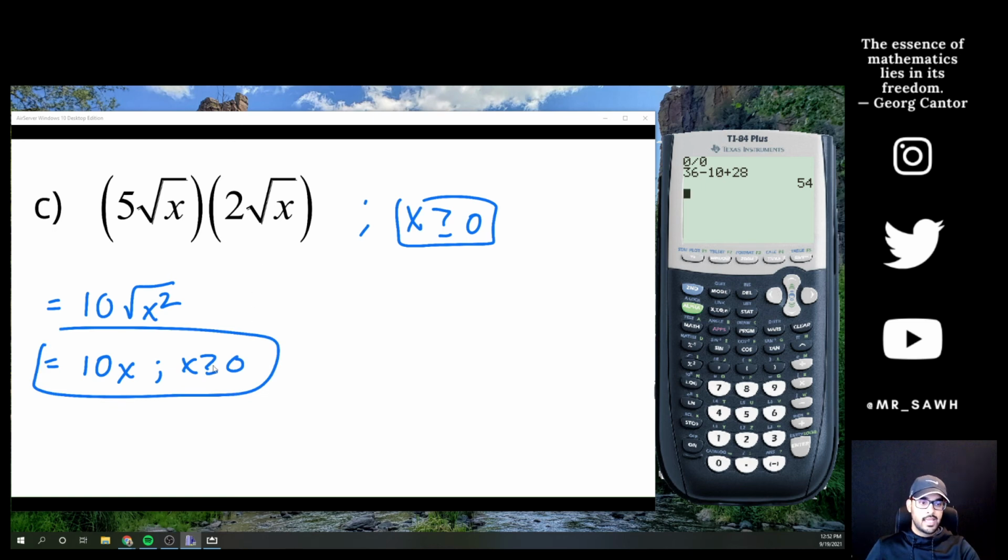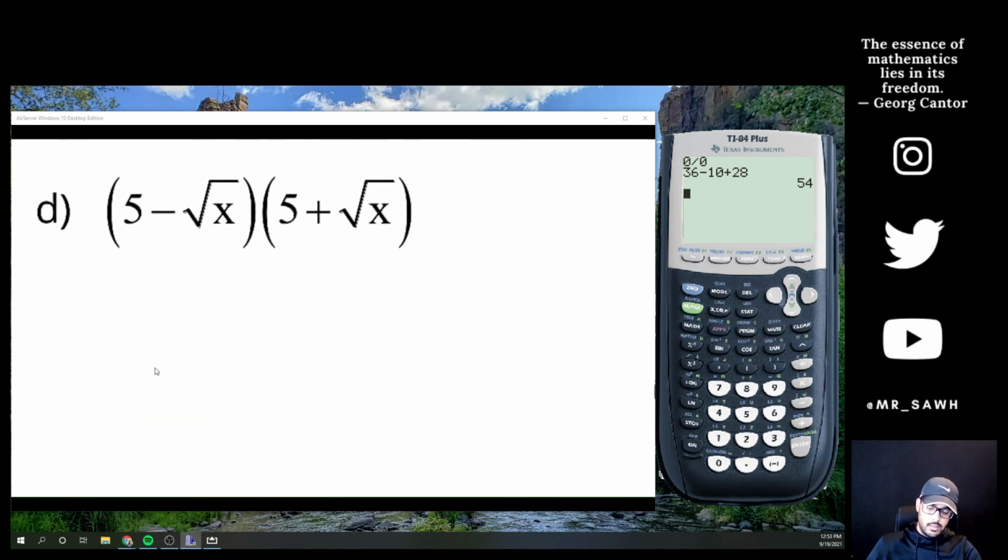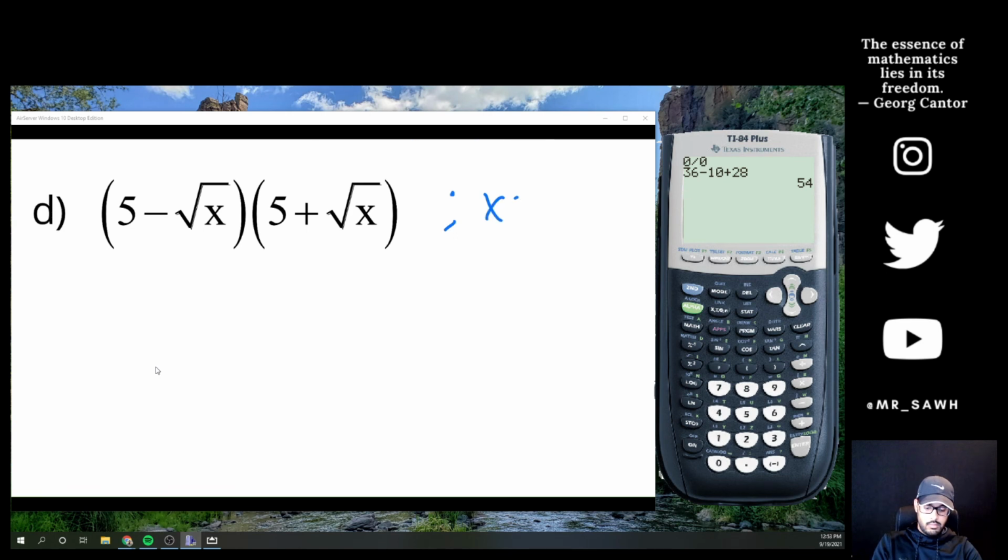And we're going to say x can't be negative, right? So x is greater than or equal to 0. Simplified, everything is where it needs to be. Again, same restriction for this one. Greater than or equal to 0 because you've got a square root of x to the power of 1.